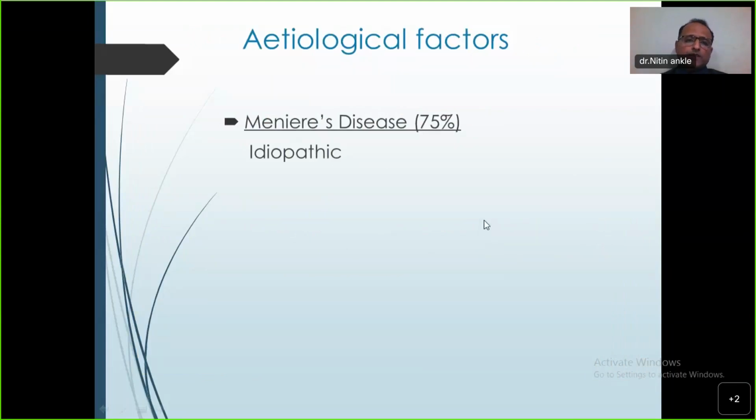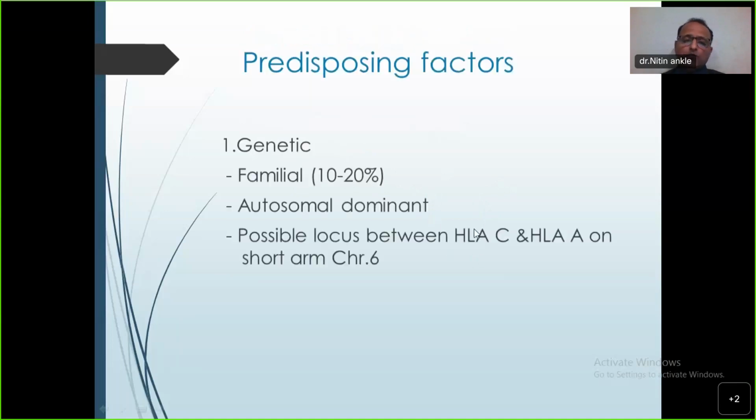The etiological factors, as I told you, in Meniere's disease: 75% of the cases are idiopathic. Idiopathic means there are many other factors, like familial, autoimmune, immune complex disorders, post-infectious, post-traumatic disease. All this can lead to Meniere's disease. Now we'll come to it one by one.